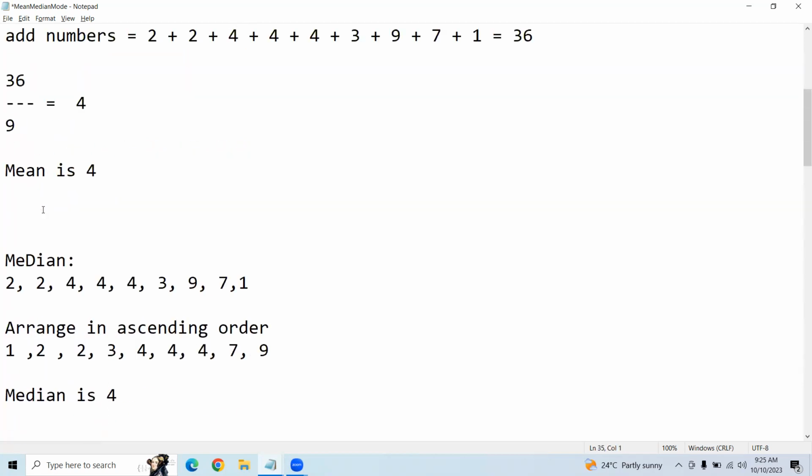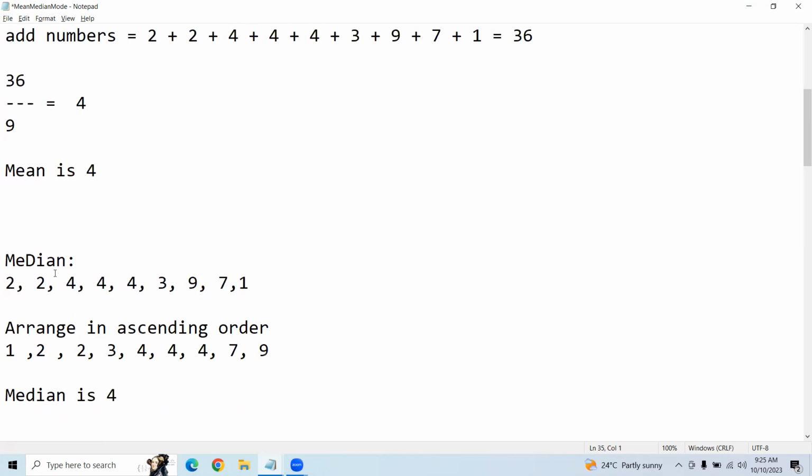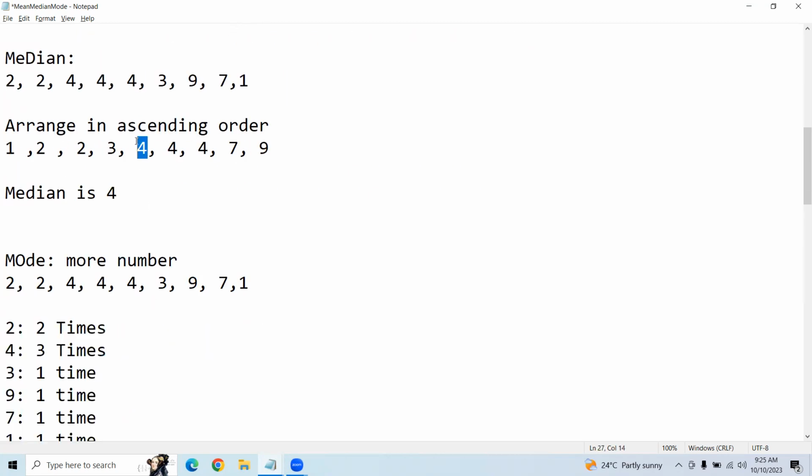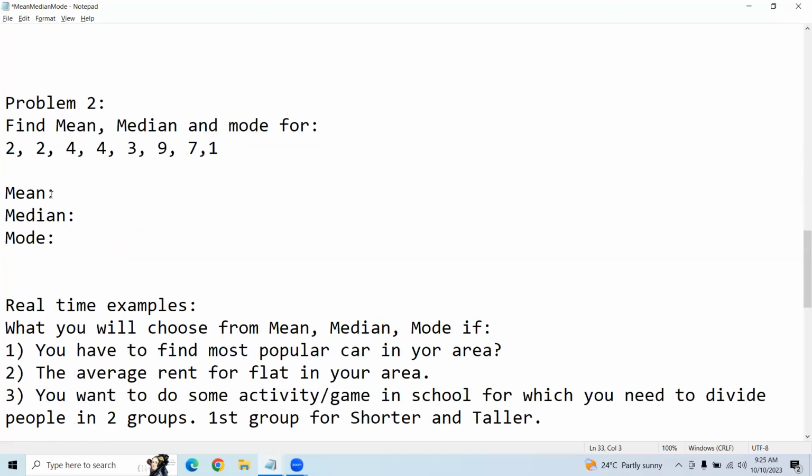Okay. So when you do mean, you have to add and divide by whatever number of values you are adding. For median, arrange them in ascending order and whatever comes in the middle, pick that number. That will be your answer. And for mode, count each number, how many times it is coming, and whichever is coming more number of times, that is your answer. Let's take one more example.